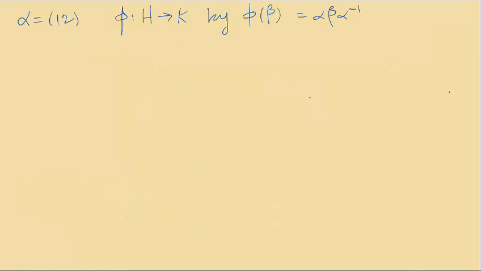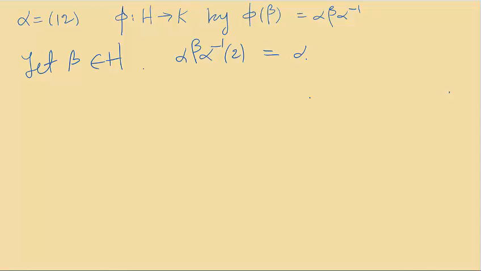So we need to prove that phi is an isomorphism from H to K. Let's start by letting beta be an element of H, and we want to show that alpha beta alpha inverse is indeed an element, a permutation, in K. Well, let's start with alpha beta alpha inverse. And what does it mean to be in K? It means that the permutation fixes 2. So let's see if this permutation fixes 2.